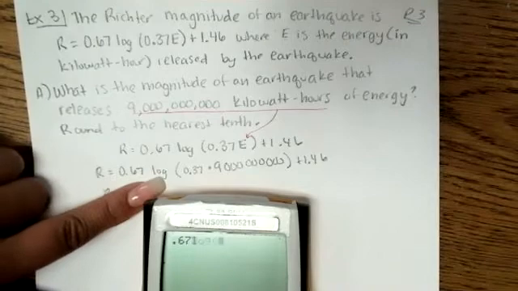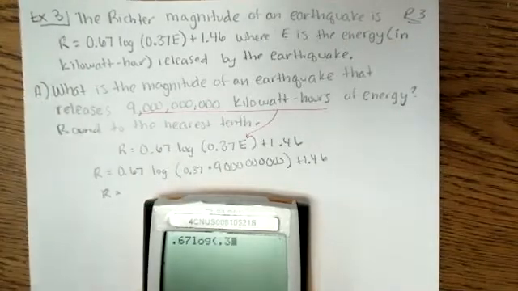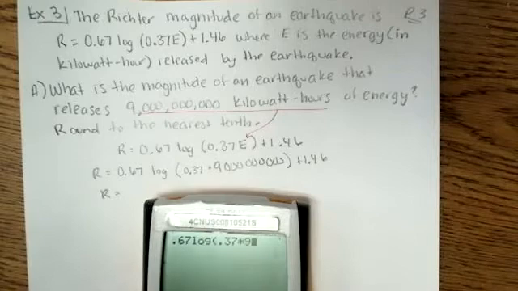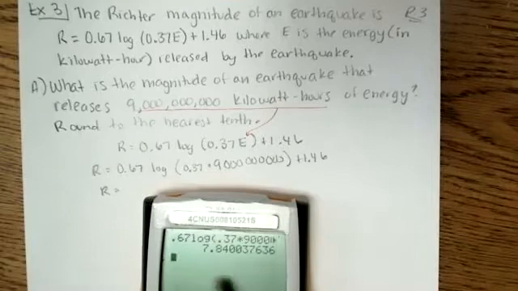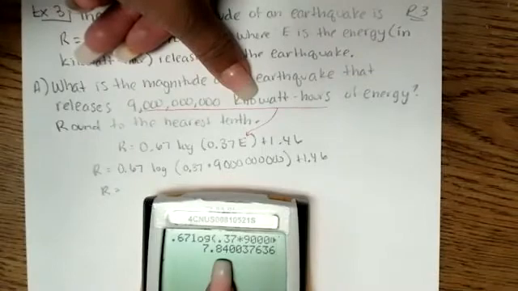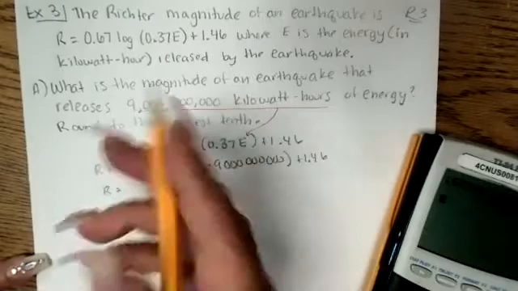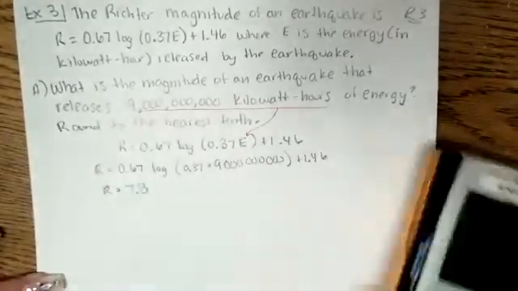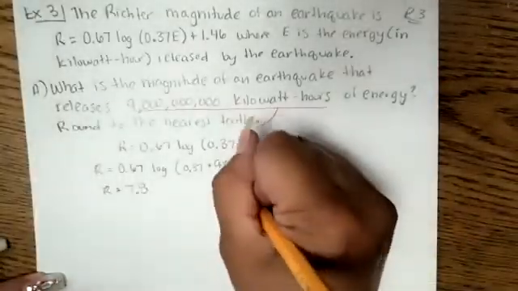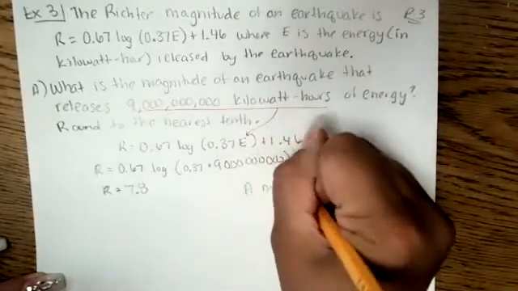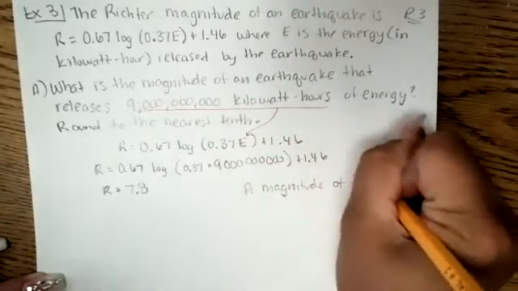In the calculator: 0.67 logarithm, 0.37 times 9, and then I have 9 zeros. 1, 2, 3, 4, 5, 6, 7, 8, 9. Close my parenthesis, plus 1.46. And I get 7.84. Now remember, I said round to the nearest tenth, which is 1 decimal place. So I'm going to cut it off right there. So it's 7.8. So this is going to be a magnitude of 7.8.